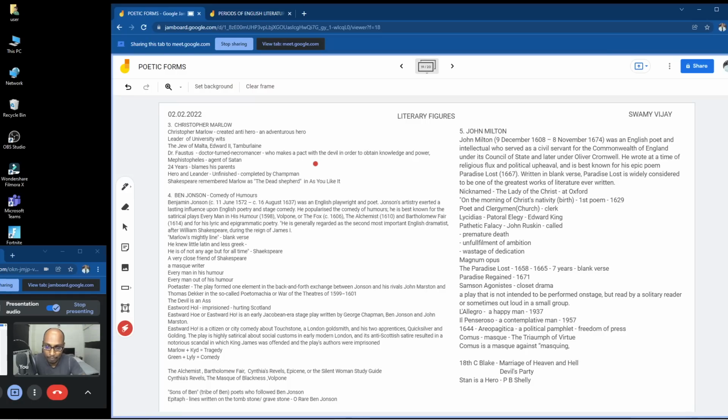I think Ben Jonson belongs mainly to the Jacobean age. He's a contemporary, but most of his famous writing is in the Jacobean age. Okay, so he is not a contemporary of Shakespeare? He's a contemporary of Shakespeare, sir, but most of his famous works are in the Jacobean age. If the question comes in the exam, is it right or wrong that Ben Jonson is a contemporary of Shakespeare? Right. Now let us go to the next person, Ben Jonson.